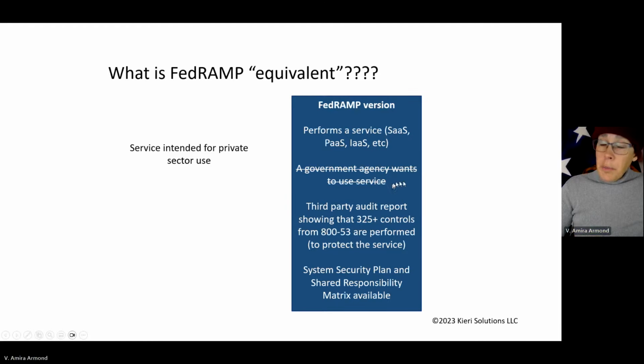So the part that's not FedRAMP, which made them say equivalent, is that they realized that not every cloud would be a cloud that a government agency wants to use. Right? Not every cloud would be eligible for the FedRAMP program because the federal government doesn't want to use it. But they still want defense contractors to use secure clouds. So they said, it has to be FedRAMP equivalent.